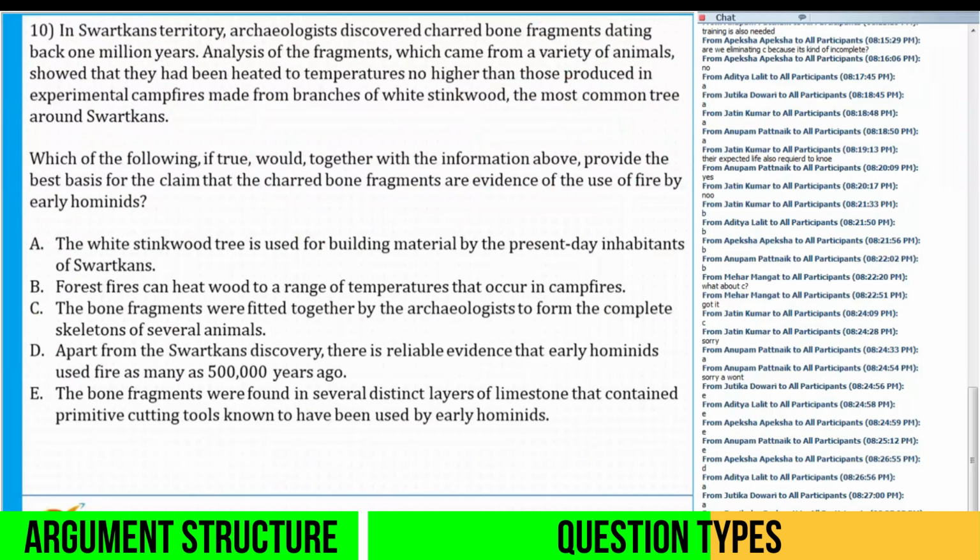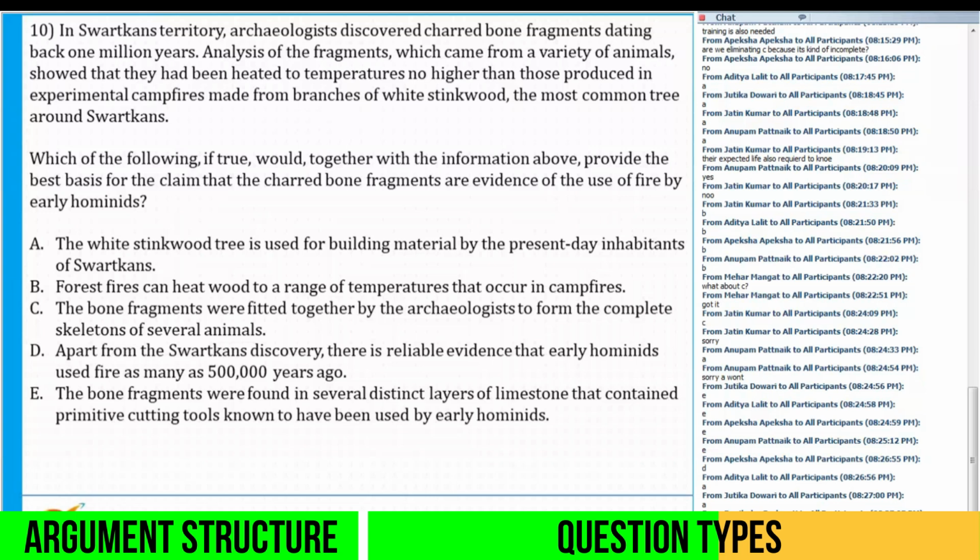Question number 10. In Swartzen territory, archaeologists discovered charred bone fragments dating back 1 million years. Analysis of these fragments, which came from a variety of animals, showed that they had been heated to temperatures no higher than those produced in experimental campfires made from branches of white stinkwood, the most common tree around Swartskins. Okay? Which of the following, together with the information above, would provide the best basis for the claim that the charred bone fragments are evidence of the use of fire by early hominids.